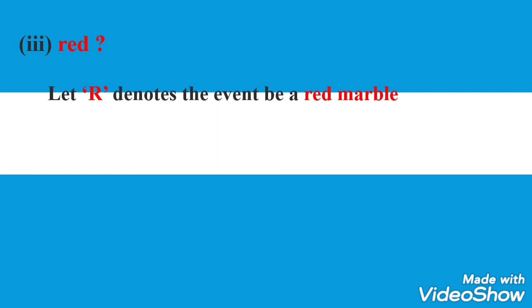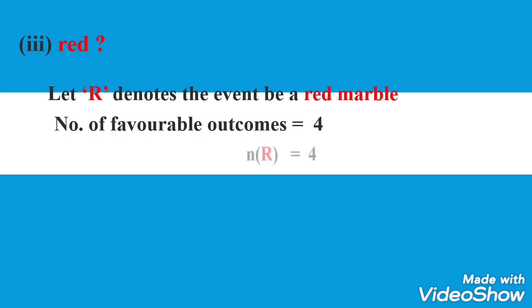So how many red marbles are there? Totally 4 red marbles. So the number of favorable outcomes is 4. How do you mention that? n of R equals 4. So now we got the favorable outcomes. Next we find out the probability of a red marble. The same way, probability P of R equals n of R divided by n of S.